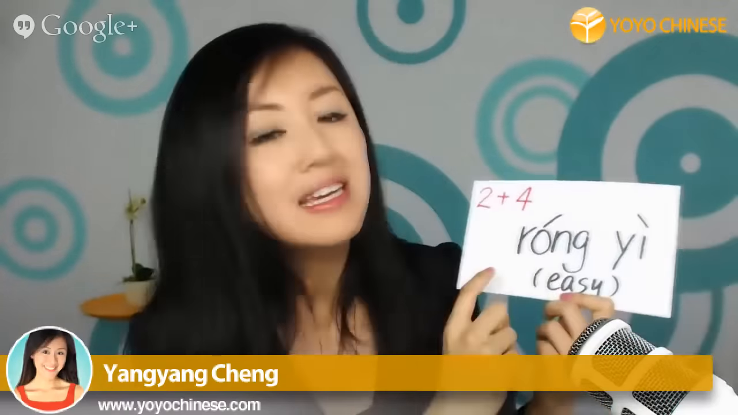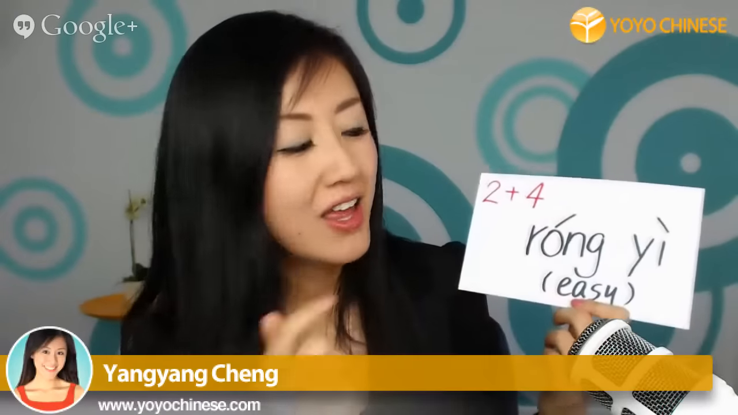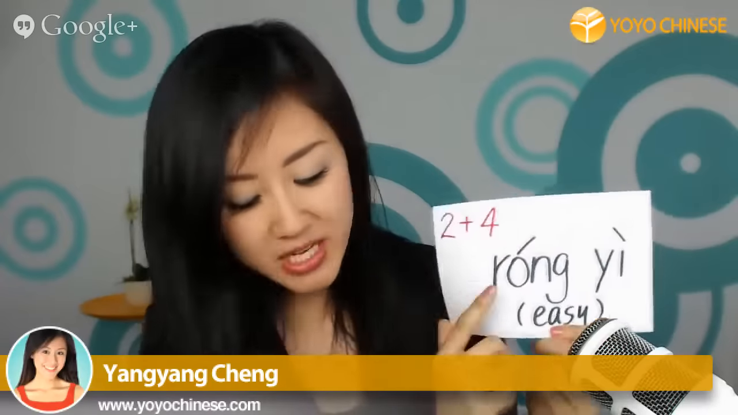2-4 combination. What is that? What? No. What? No. All right. Something's very easy. Easy peasy. 容易. 容易. No. Like, what? No. 容易. All right. The 2-5 combination, which is the neutral tone.